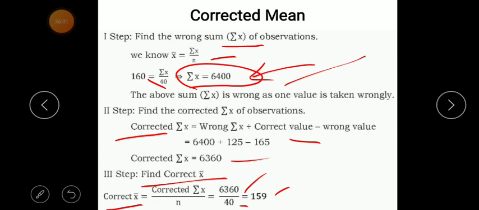Now we have to find the correct total. The correct total equals the wrong total plus the correct value minus the wrong value. So you have to do that to find the correct total. Now you know the total and you know the total number of items, so you can find the corrected mean.